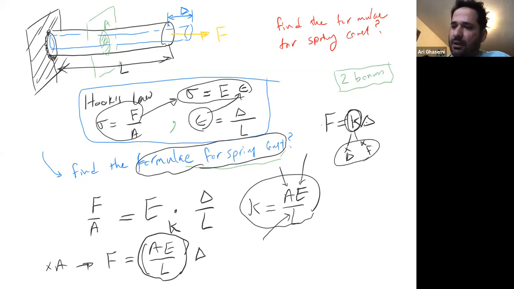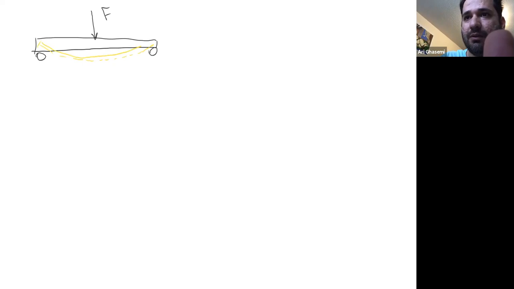Now, let's add another example here. Let's say you have a beam here on these two supports, and you apply a force here, and obviously this beam is going to deflect like that, you see, and then you get some delta here.